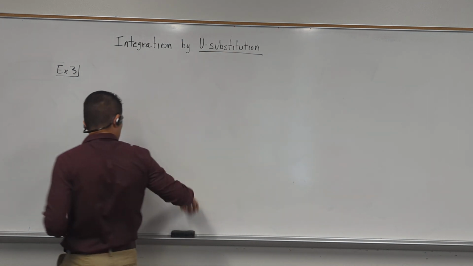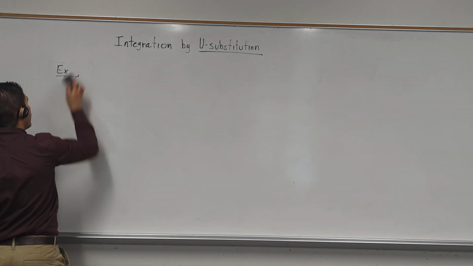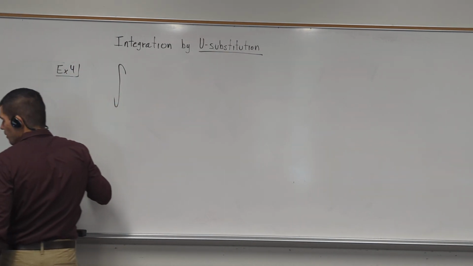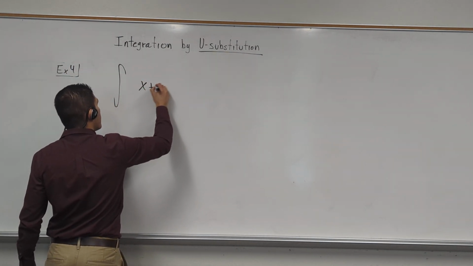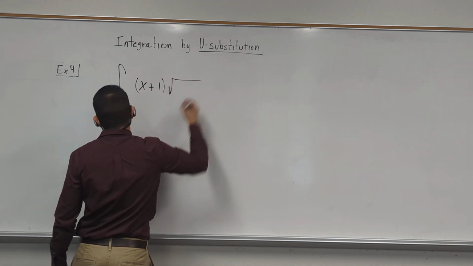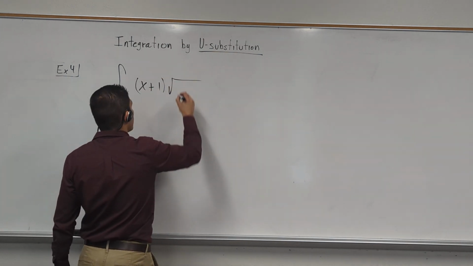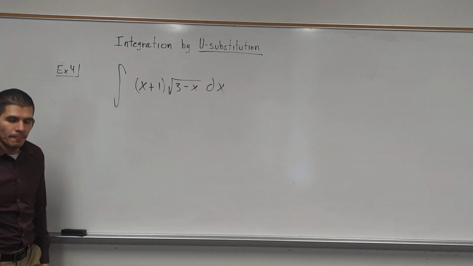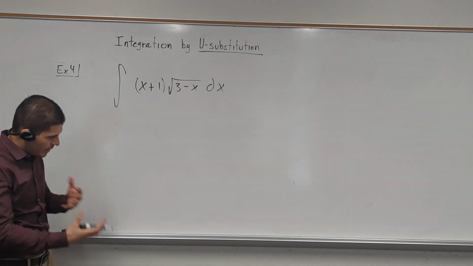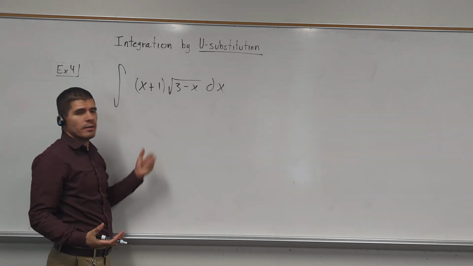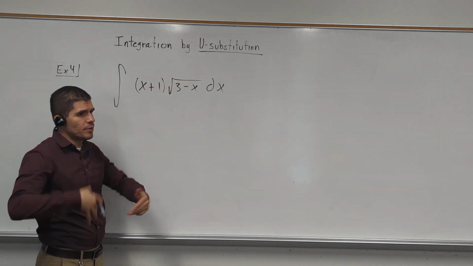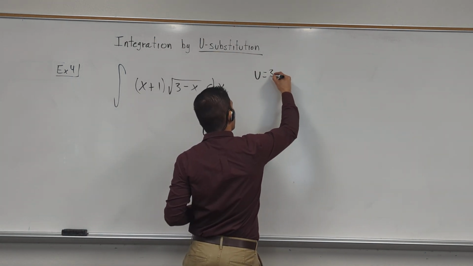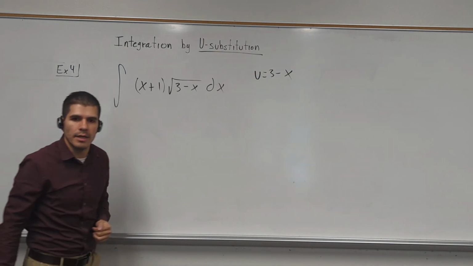All right, sample number 4. We're going to go with the antiderivative of x plus 1 times the square root of 3 minus x dx. Okay. Once again, I am faced with a product, a composite function. I'm going to use my hint again. I'm going to focus on the composite function. I'm going to let u be the inner function, which allows me to get 3 minus x.